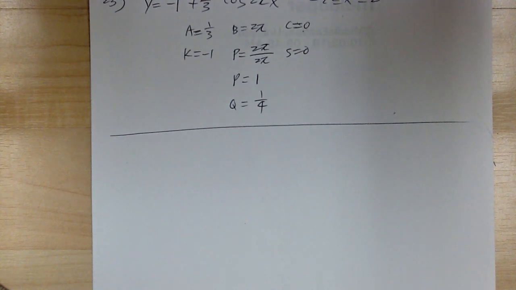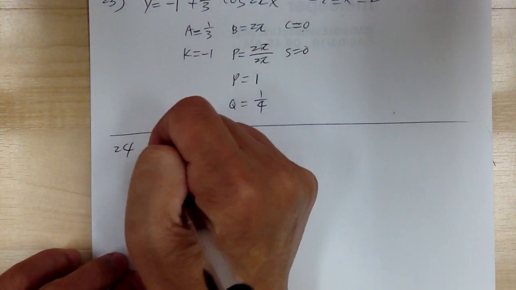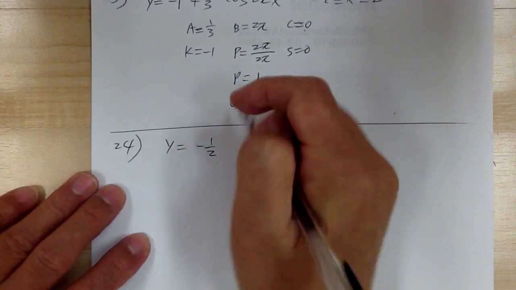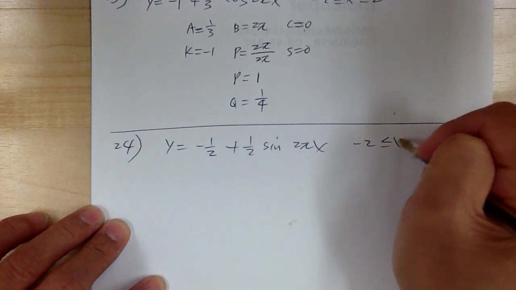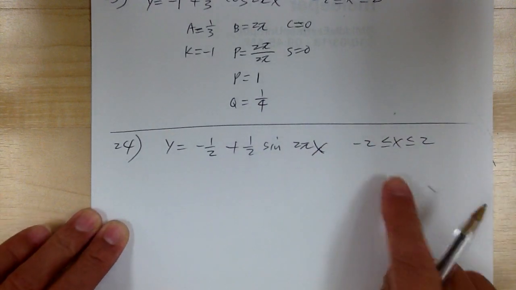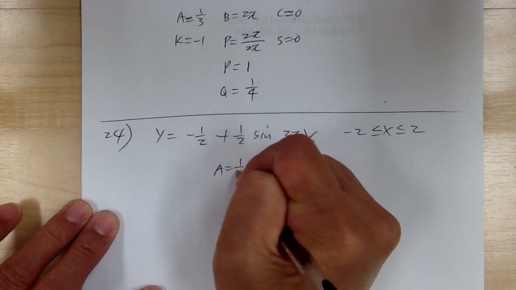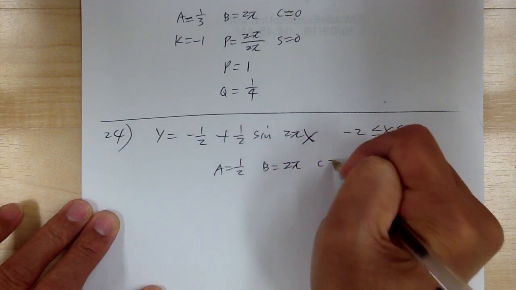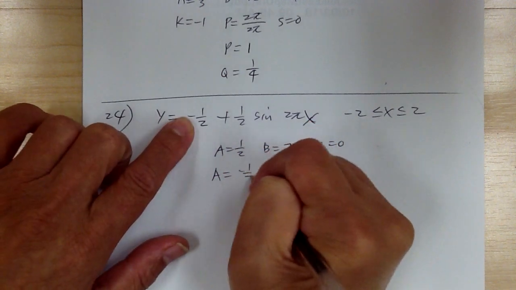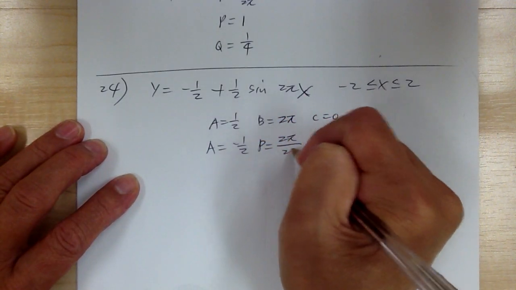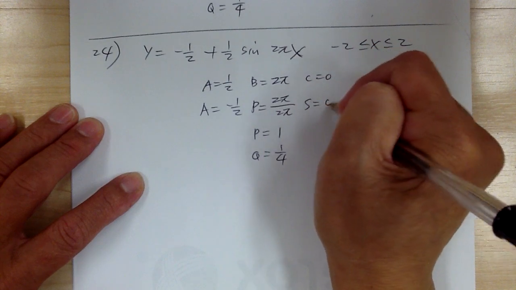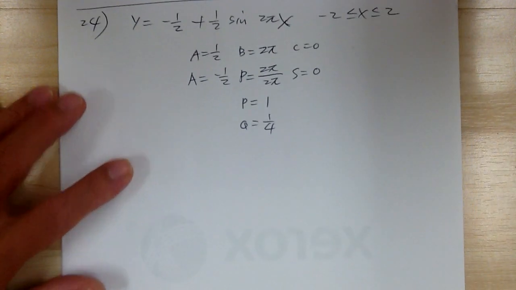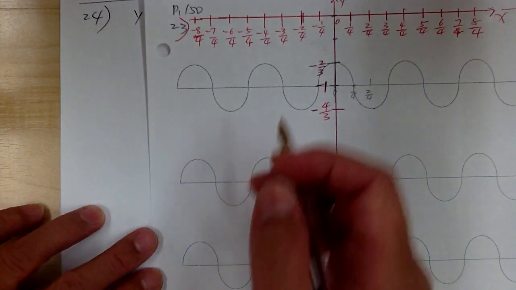Okay, let's do number 24. You have y equal to negative 1 half plus 1 half sine of 2 pi x. So a equal to 1 half, b equal to 2 pi, c equal to 0, and k equal to negative 1 over 2, p equal to 2 pi over b, so p equal to 1, so q equal to 1 over 4, and c equal to 0, so s equal to 0, because s is negative c over b. Okay, so let's go on to graph number 24.